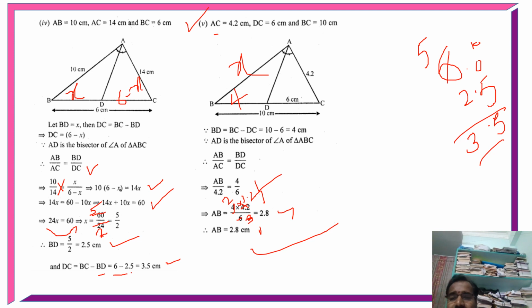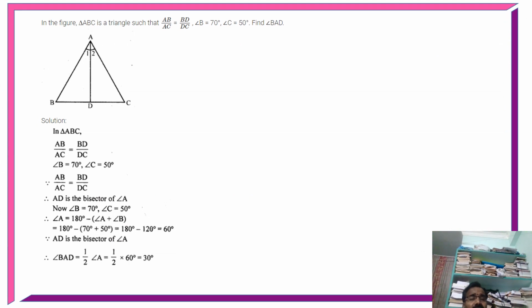Let us go with the next slide, students. In the next slide also, we can solve it the same way. It is given by the angle bisector theorem. In the figure, it is a triangle such that, but it is the converse of the angle bisector theorem. The ratio is given, and we need to find the angle.